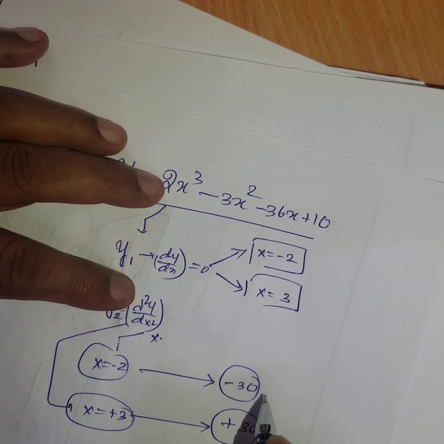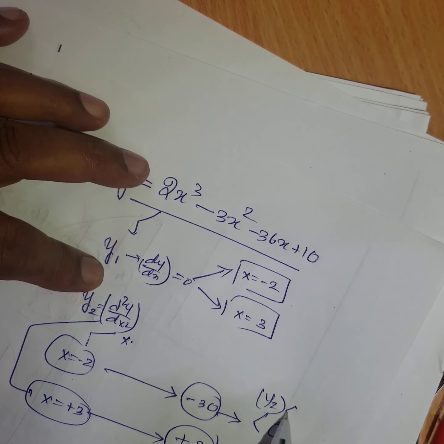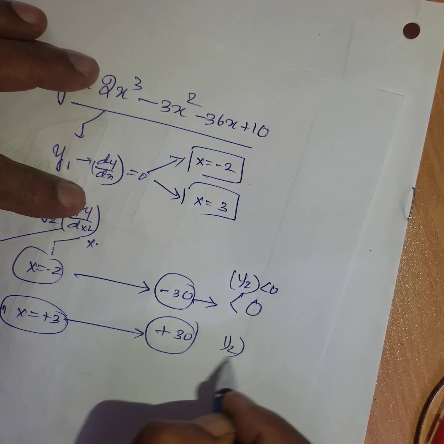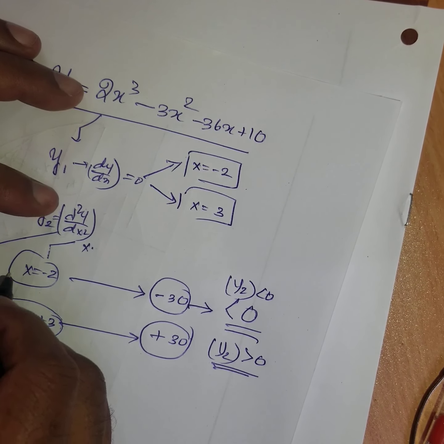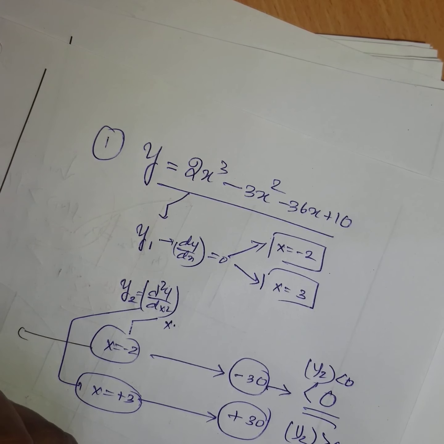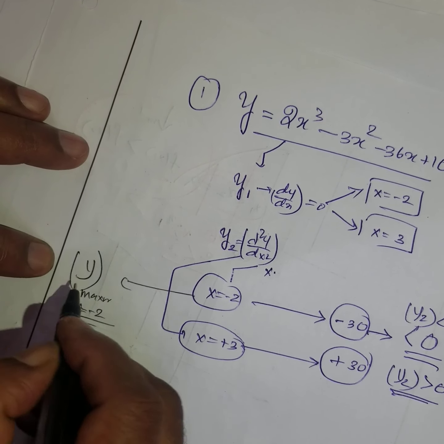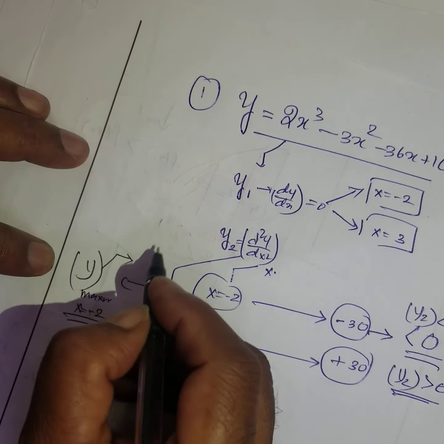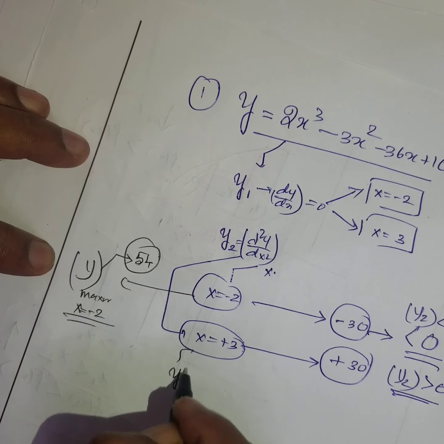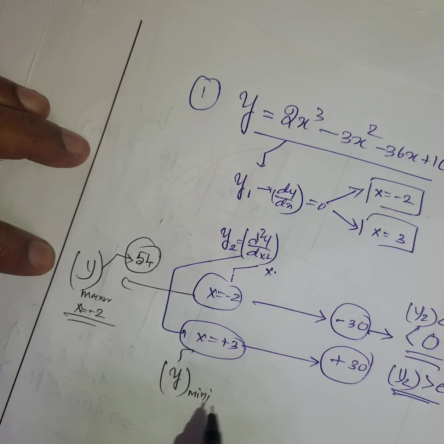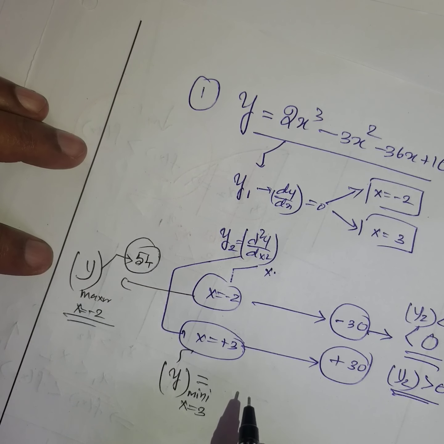Therefore, this is what you get. This is less than 0. That means the second derivative is less than 0 here. Here the second derivative is greater than 0. Therefore, y is maximum at x equal to minus 2. I calculated, I got 54. And y is minimum at x equal to 3. I tried. How much did I get? Minus 71 I am getting.